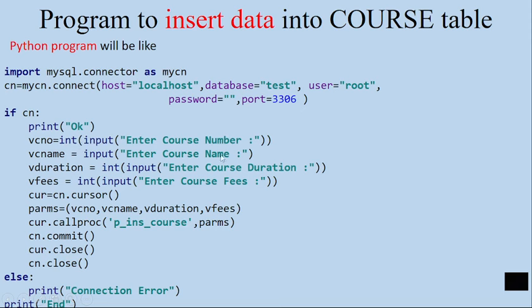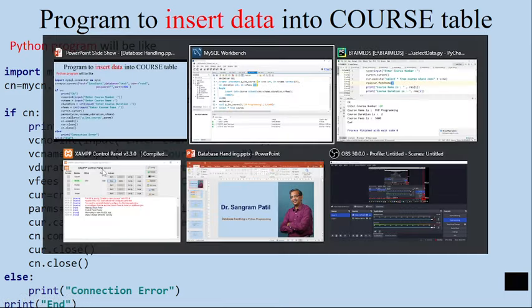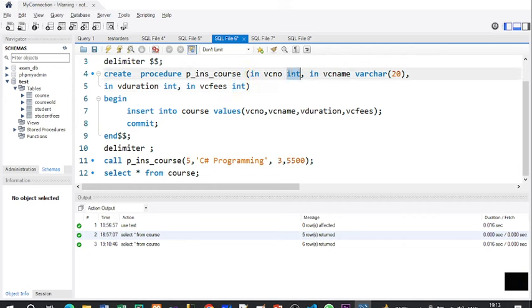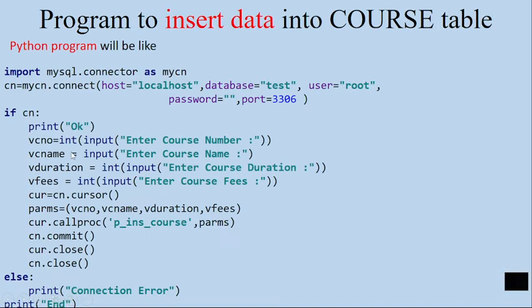Then VC name equals input enter course name. Here we are not converting because we are taking that as a string only, no problem. Next is duration and next is fees, which we have converted to numeric because our procedure needs it. In our procedure, the first parameter is integer, the second is character, the third is integer, and the fourth is again integer. So here also we have to pass the first parameter as integer, the second as string, and the third and fourth again as integer. So we have converted these. Then the cursor is created, and the parameter tuple is created. The round brackets indicate a tuple, because all parameters are input parameters. So we create this tuple: VCNO, VC name, duration, and fees.